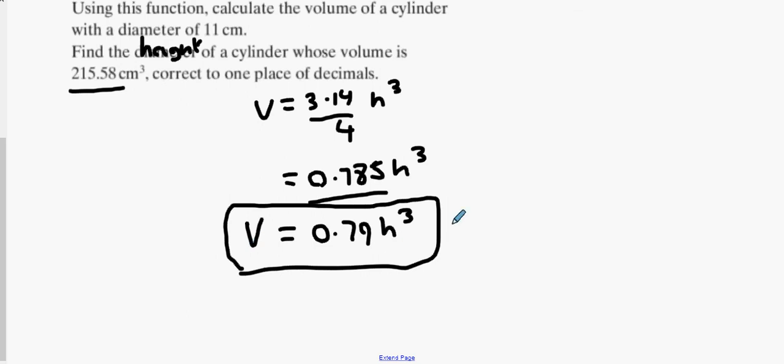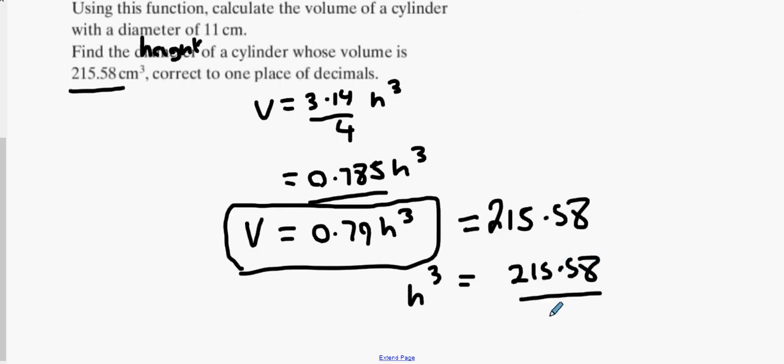Okay, what do I put this equal to? 215.58. Would somebody be so nice as to divide 215.58 by 0.79? Tell me what you get. I think it might go unevenly. Can you give it to me in fractions, please? Alright, sorry, it's not meant to go unevenly because it says to one place of decimals, isn't it?